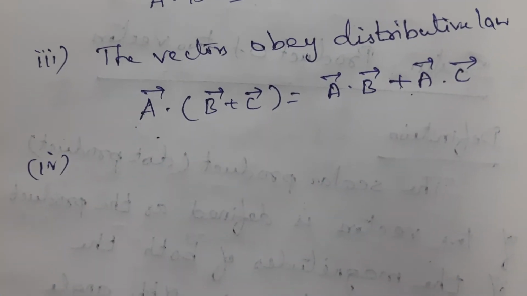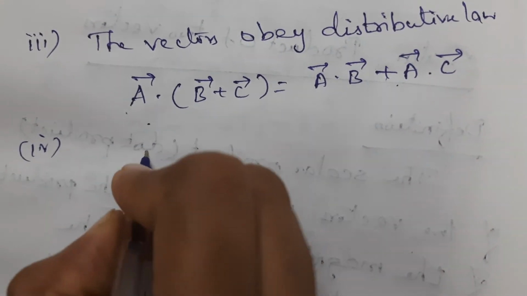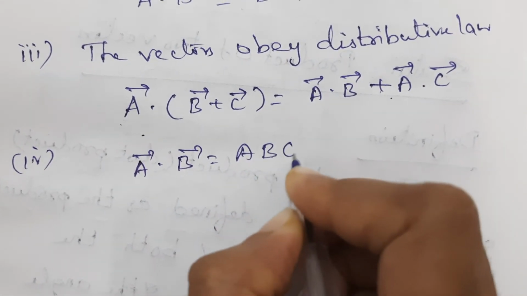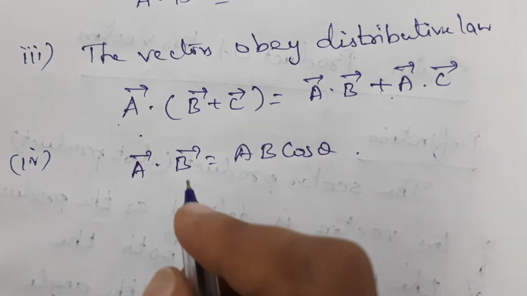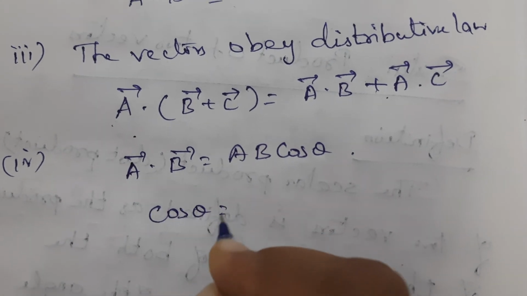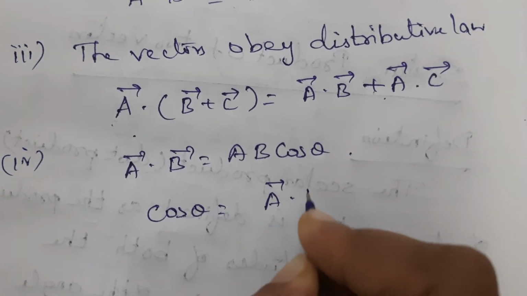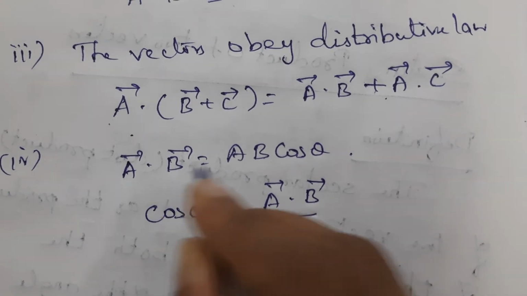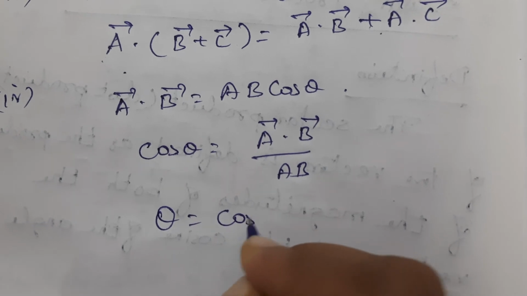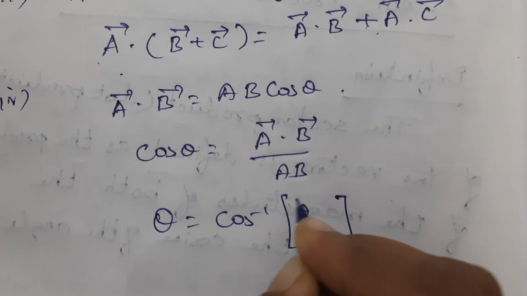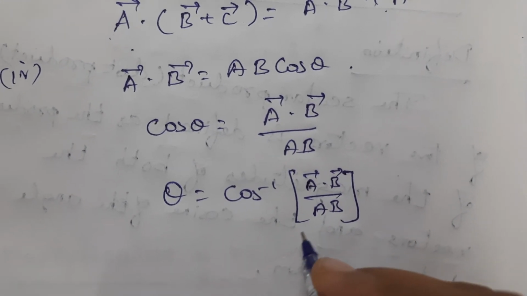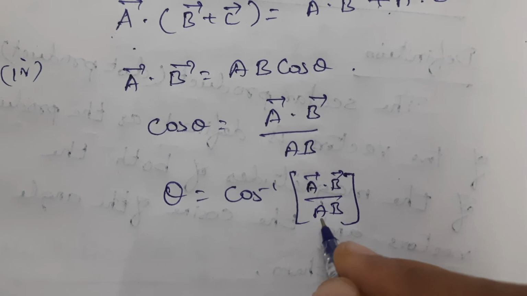Fourth one. We have A dot B equals AB cos theta. From this, the angle between the vectors, that is cos theta, can be written as A dot B by AB, or else theta is equal to cos inverse of A dot B by AB.